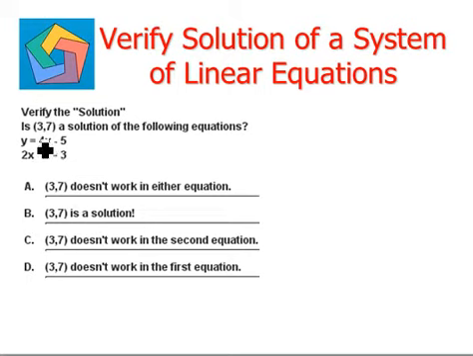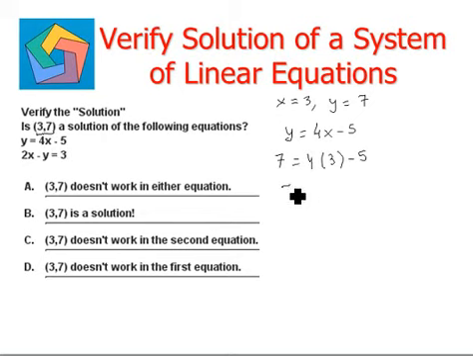Verify the solution. Is 3 comma 7 a solution of the following equations? So we have to use x equals 3 and y equals 7. Let's try out the first equation. y equals 4x minus 5. So we plug y equals 7: 7 equals 4 times 3 minus 5. 4 times 3 is 12, minus 5. 7 equals 7. So x equals 3 and y equals 7 satisfies the first equation.